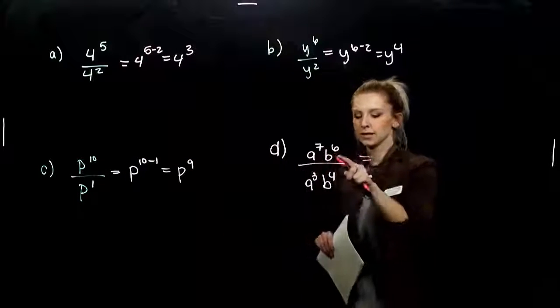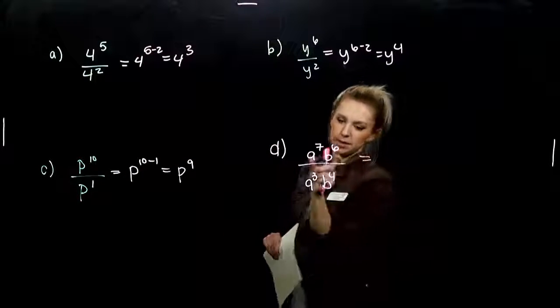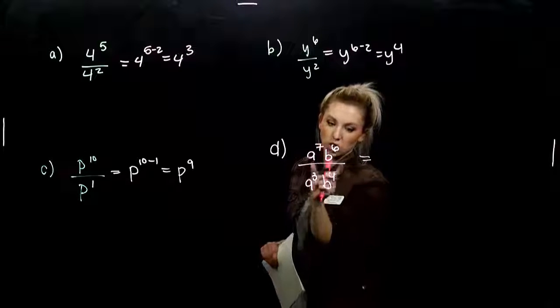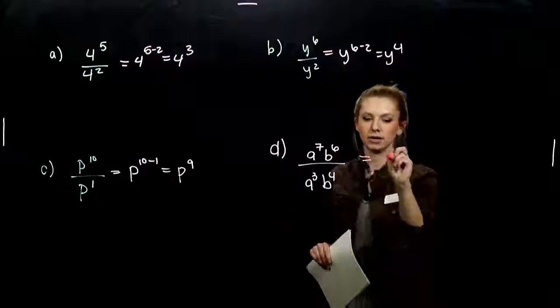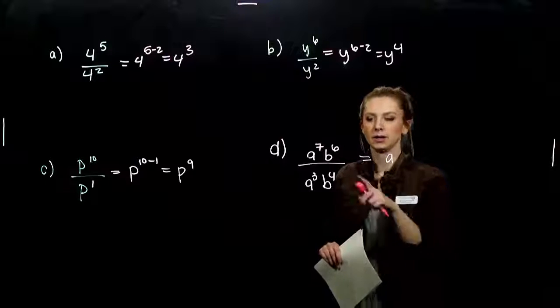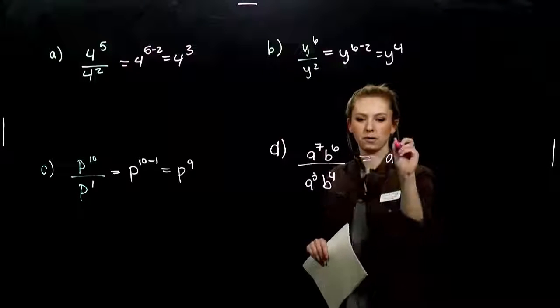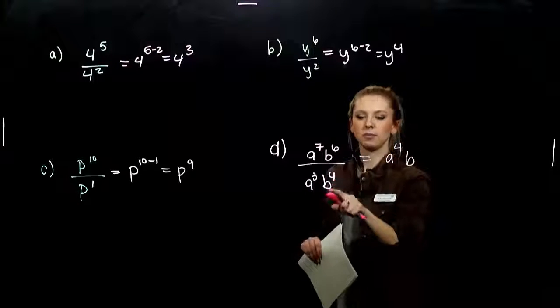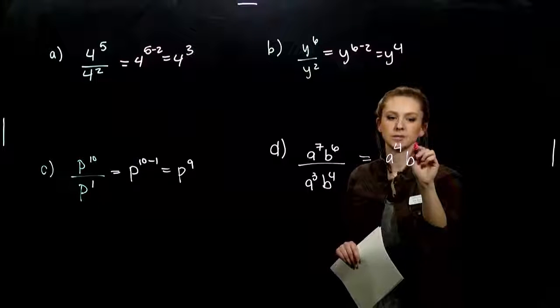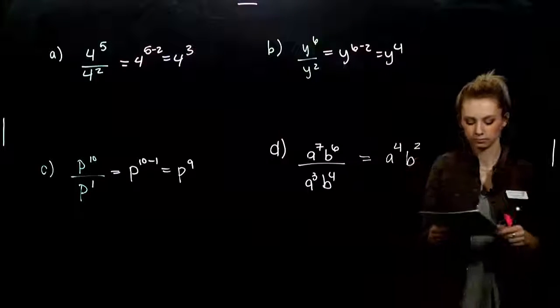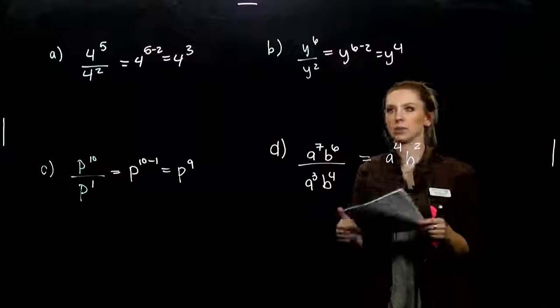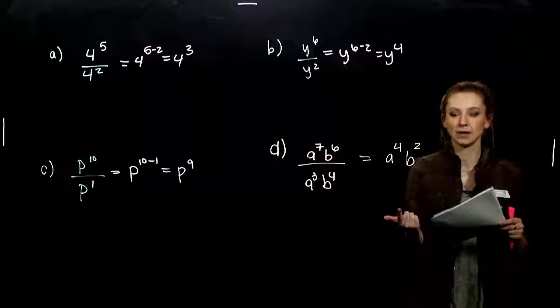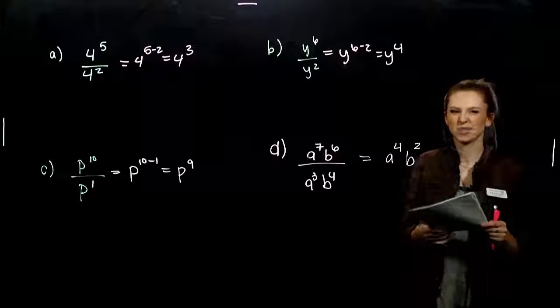And for part D, top and bottom don't match exactly, so our bases aren't chunked together. So we need to look individually. How many factors of A do we have? 7, 6, 5, 4 of them. And for B, how many factors do we have left? 6 minus 4, 2. So get comfortable working with the product rule and the quotient rule. They're going to save you a lot of time on the test and even working on your homework.